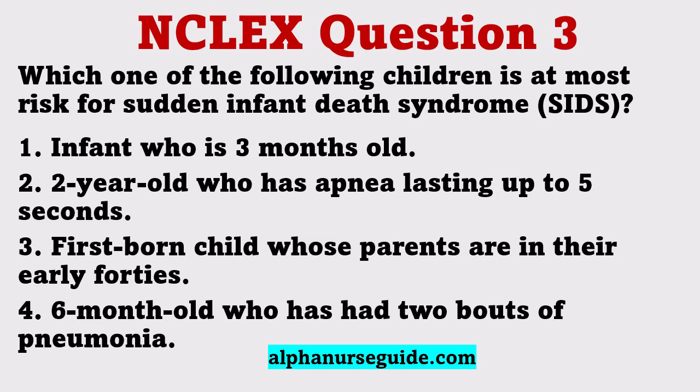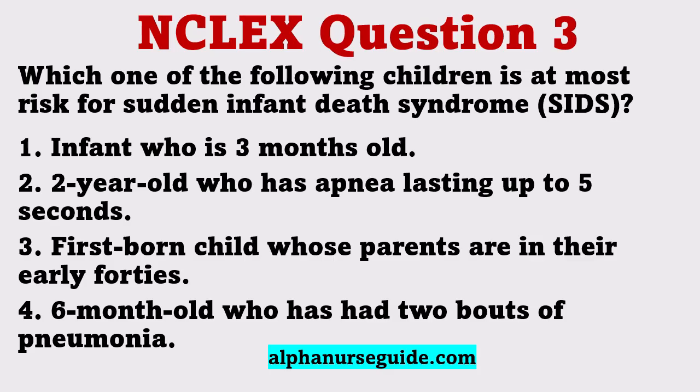Which one of the following children is at most risk for sudden infant death syndrome? 1. Infant who is 3 months old. 2. 2-year-old who has apnea lasting up to 5 seconds. 3. Firstborn child whose parents are in their early 40s. 4. 6-month-old who has had 2 bouts of pneumonia. The correct answer is 1.